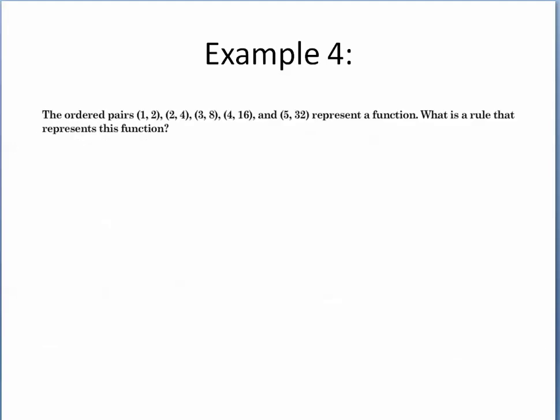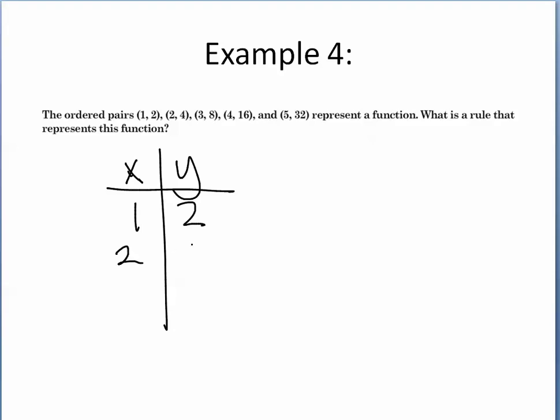Okay, last example. The ordered pairs 1, 2, 2, 4, 3, 8, 4, 16, 5, 32 represent a function. What is the rule that represents this function? Well, x, y, 1 goes to 2, 2 goes to 4, 3 goes to 8, 4 goes to 16, and 5 goes to 32.